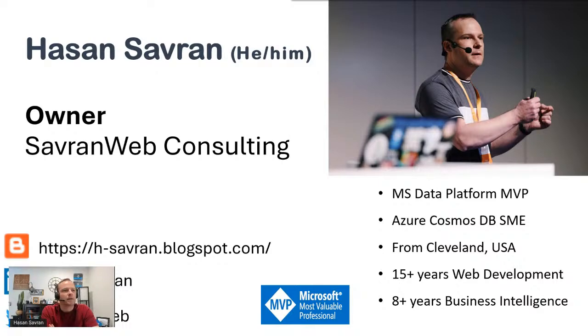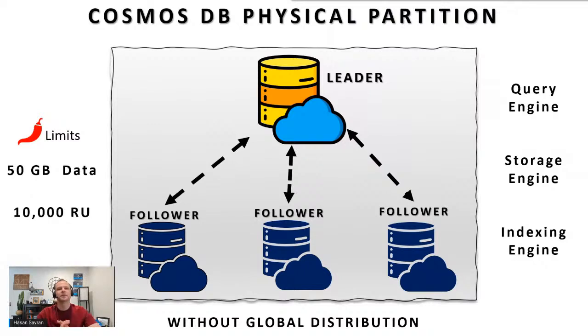So let's start with physical partitions. When it comes to the physical partitions in Cosmos DB, you really don't have that many settings to play with, because mostly it's managed by Microsoft. So you really cannot do anything. But there is some information you should know by heart about the physical partitions if you are using Cosmos DB. The first thing you need to know: there is a replica set in each physical partition.